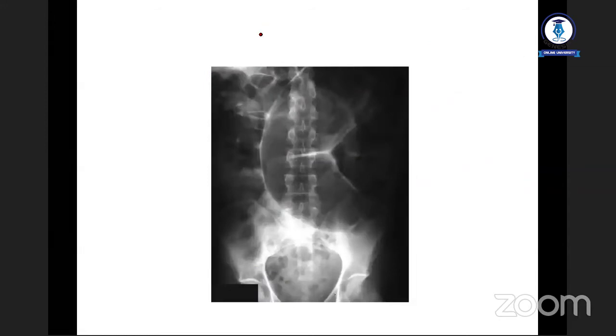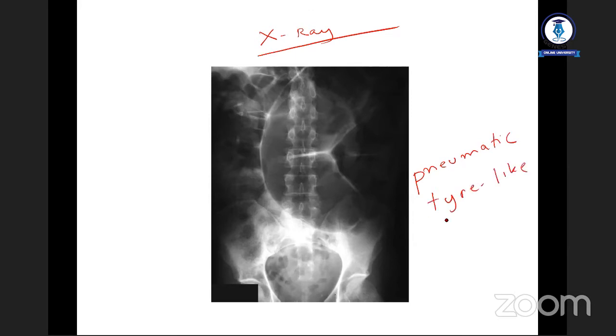So if you do a plain X-ray of the abdomen, you'll get a huge pneumatic tire-like gas shadow. Tire-like shadow, this is the one. In case of sigmoid volvulus, something like this, whose curvature is towards the left iliac fossa. This is a very typical sign or radiological feature of sigmoid volvulus, huge pneumatic tire-like gas shadow.